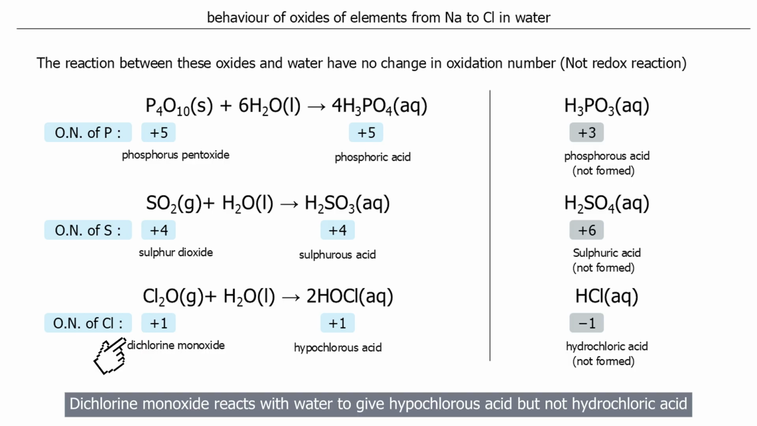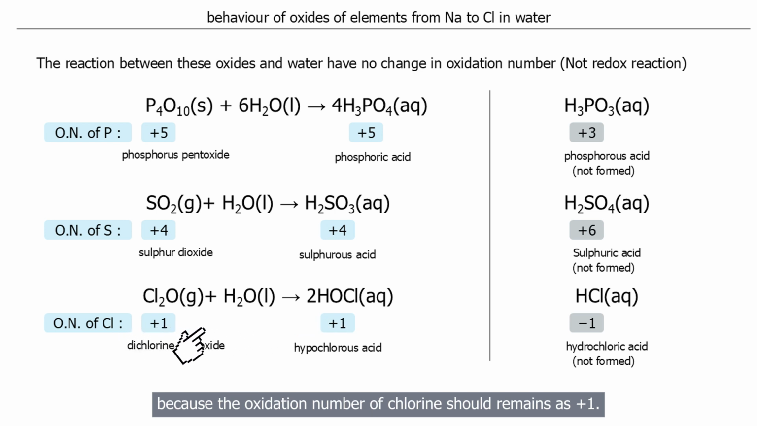Dichlorine monoxide reacts with water to give hypochlorous acid, but not hydrochloric acid, because the oxidation number of chlorine should remain as +1. The oxidation number of chlorine in hydrochloric acid is -1.